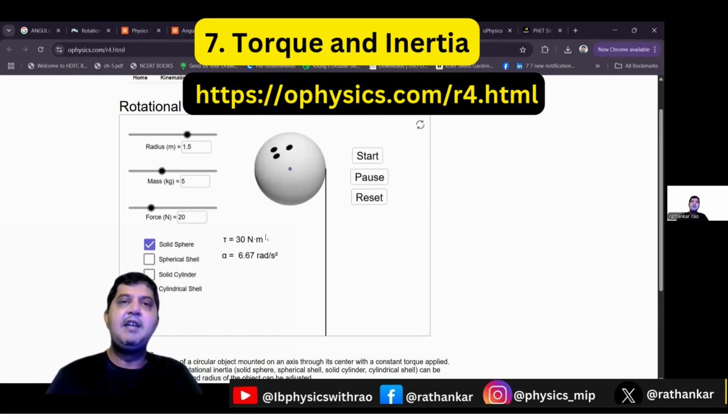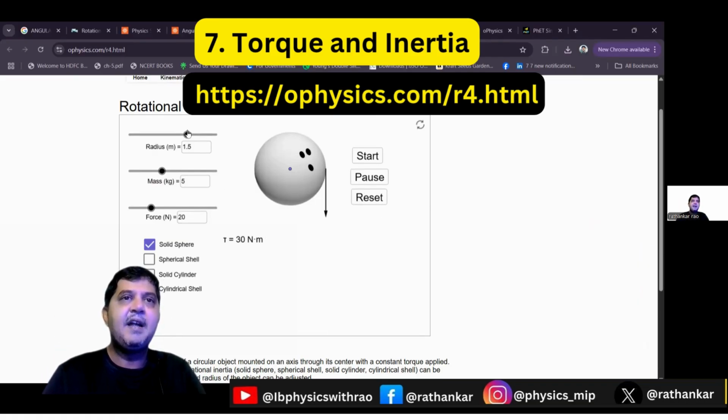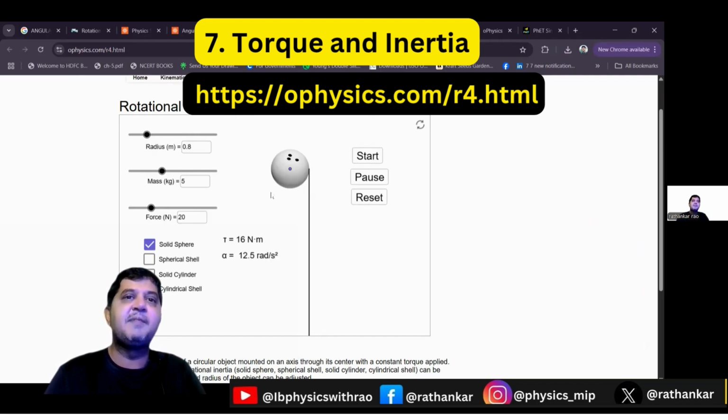Now there is a gravity which is acting downward like this, right? You can get to know about it. Now let us say I reset this and I decrease the mass to this much. I make a smaller sphere. Okay, and I click on this once again. Now what do you think will happen? This is smooth, so definitely it moves much more fast. The value of alpha has increased from 6.67 to 12.5, right?